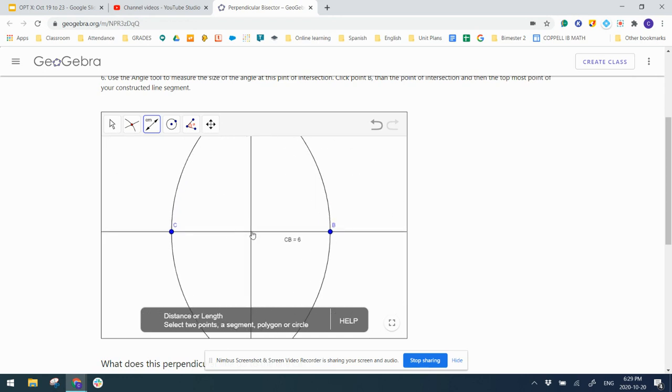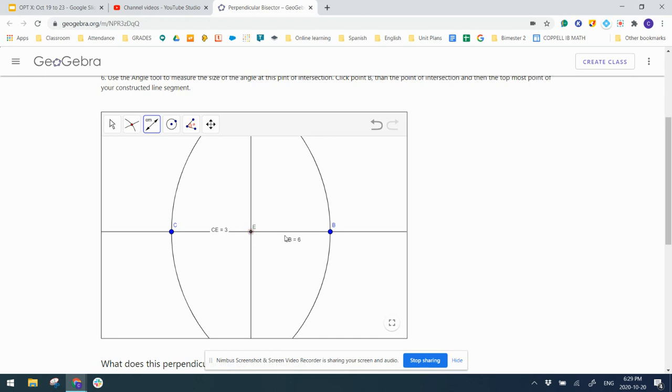Oh, before we can measure the distance, we need to put a dot here in the middle. So let me just do that. Let's put a dot at this intersection line here. We want to measure the distance between C and the center, and we can see that this line segment CE is 3.